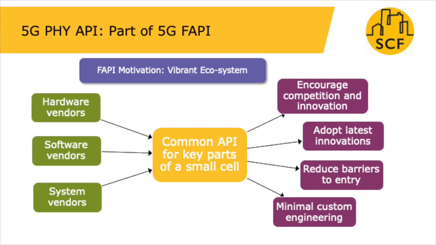If the system vendor wants to adopt the latest innovations in silicon or software or some new 3GPP feature, then that's obviously going to help them, and it's going to minimize the amount of custom engineering they have to do. And then if you have a new entrant into the market, if there's an API that they could just build their product to, then they can immediately become part of that interchangeable set of parts.